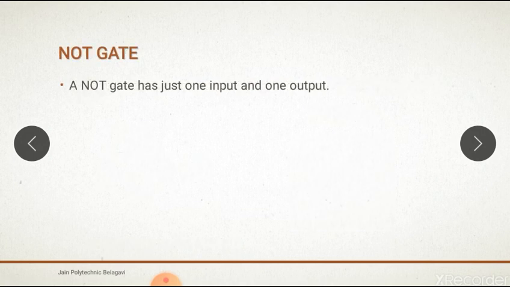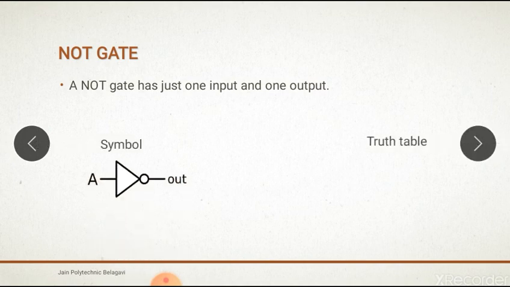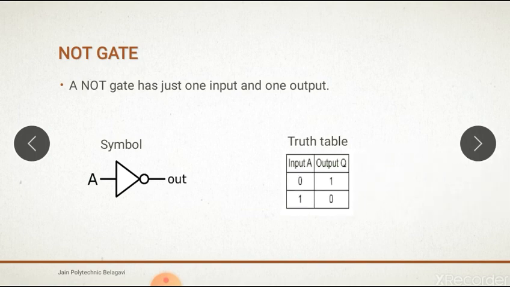NOT gate. A NOT gate has just one input and one output. The NOT gate is one whose output is high when the input is low and the output is low when the input is high. Symbol. A and output. Truth table. Logic expression. Input A, output Q, 0, 1, 1, 0.